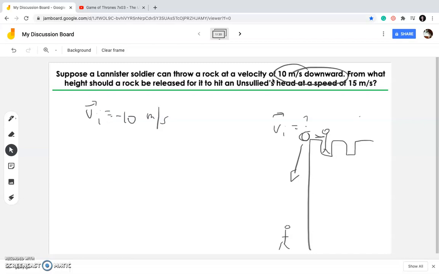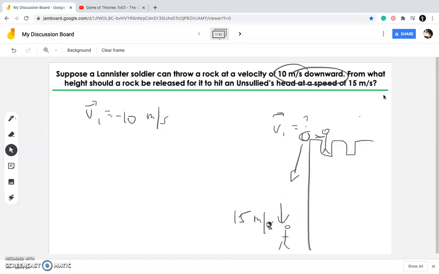Okay. Now, what else do we know in the problem? From what height should the rock be released for it to hit an Unsullied's head at a speed of 15 meters per second? So those Lannister soldiers, it seems like what they want these Unsullied to experience is a speed of 15 meters per second. So that's faster and that's more kinetic energy, and that's going to be more harmful for these poor creatures, right? So the target velocity or speed at this point should be 15 meters per second.